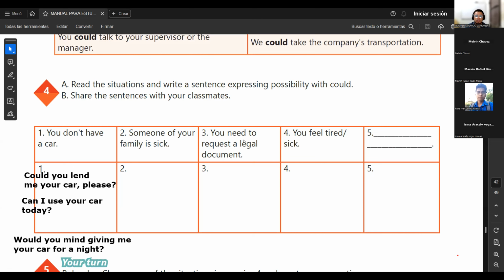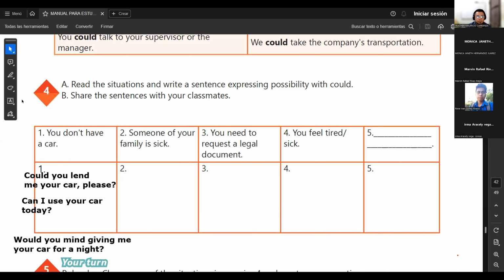It is raining here and there are a lot of lightnings. Hay muchos rayos. Así que si se va la luz, espérenme unos minutos para reconectarme. Okay, teacher. Thank you.